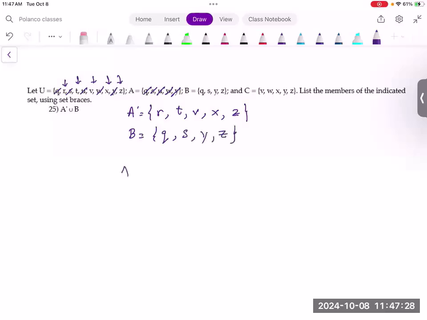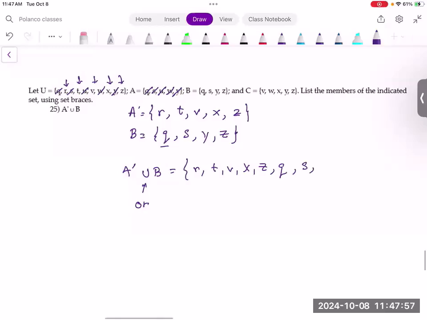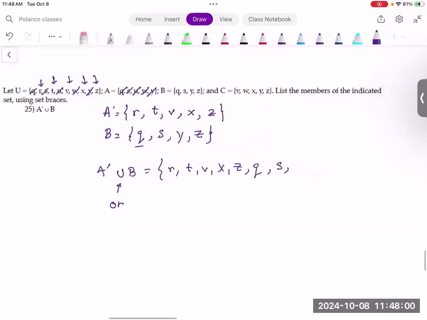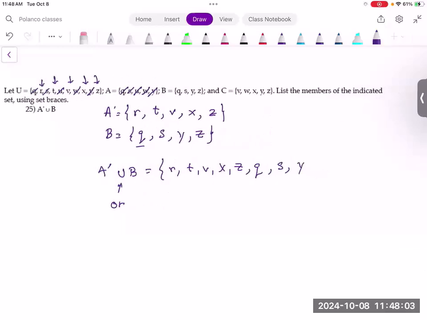And what you are looking for? You are looking for A prime union B. What's the meaning of union? It is OR. So if you see it, you take it. No repetition needed. All right? So you take everything basically, right? So don't repeat it, and that's it. So R, T, V, X, Z. The order is not important. The Q, I don't have it, so I'm going to add it. The S, I don't have it, I'm going to add it. The Y, I don't have it, I'm going to add it. And the Z, I have it already, so I'm not going to add it. And this is going to be your answer.